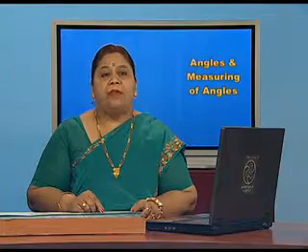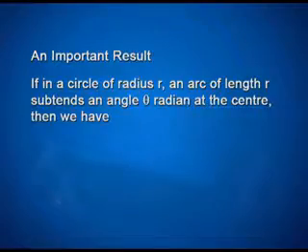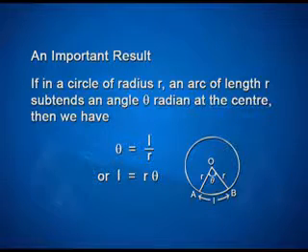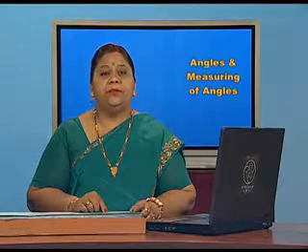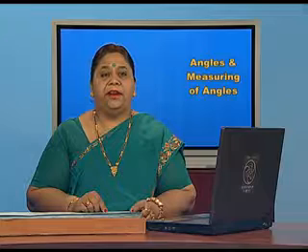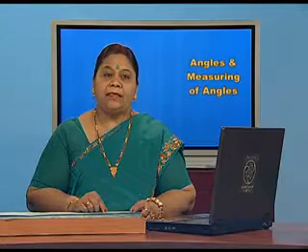Here we have an important result. If in a circle of radius r, an arc of length L subtends an angle theta radian at the center, then we have theta is equal to L upon r, or L is equal to r into theta. Now, having studied the relation between degree and radian, let us solve some examples.